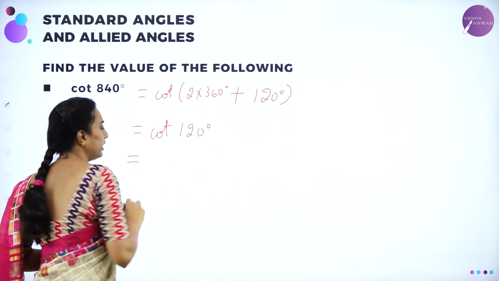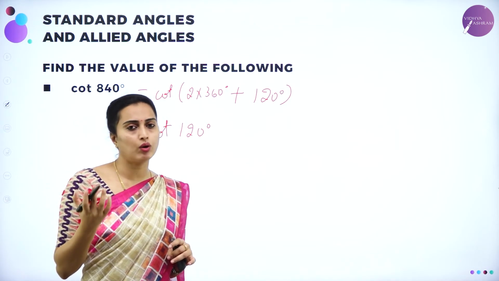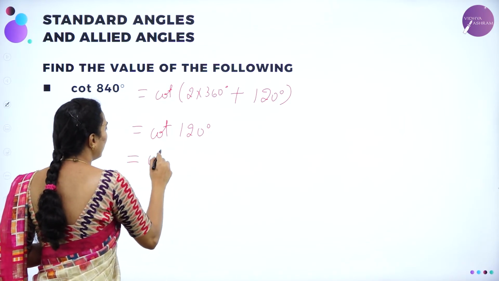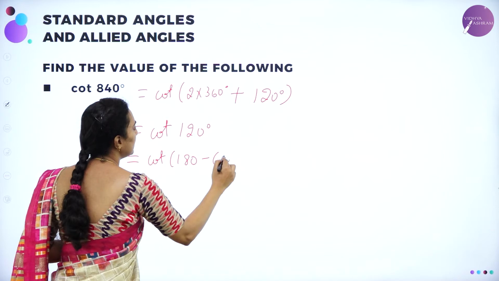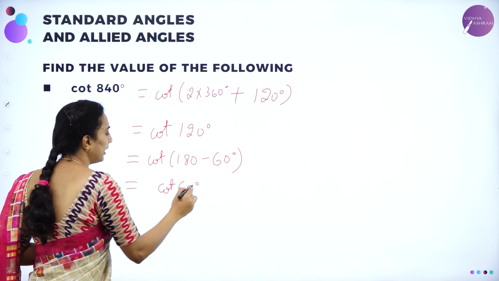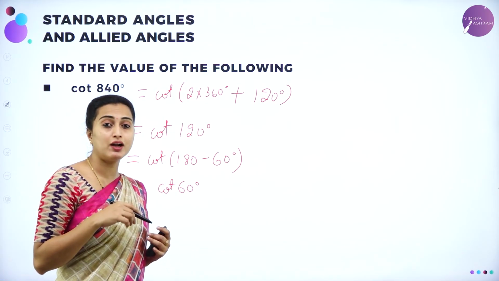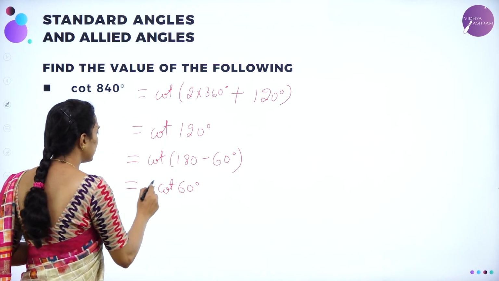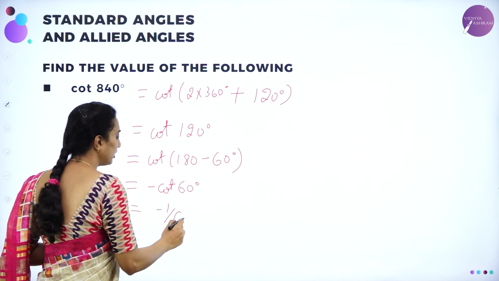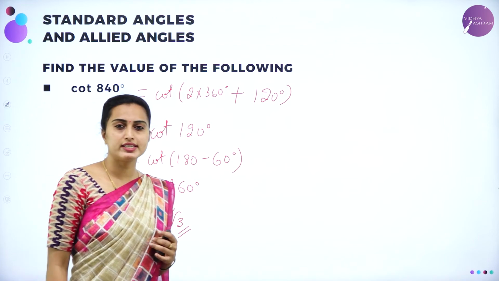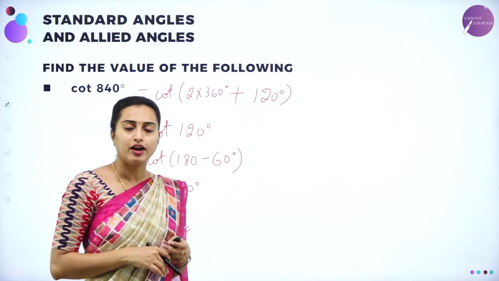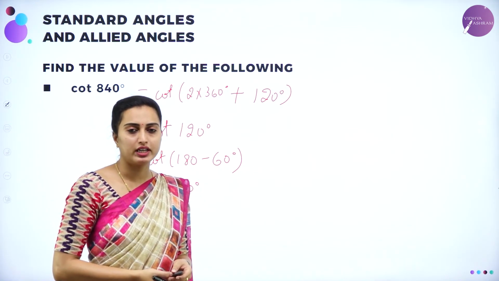Now, how you are going to write 120 degree? 120 degree is either 90 plus 30 or 180 minus 60. I am going to prefer here 180 minus 60 only. So, cot of 180 minus 60 degree. Cot will become cot only, and 180 minus 60 falls in the second quadrant, where cot is negative. So, what is cot 60 degree? Cot 60 degree always gives you the value 1 by root 3, because tan 60 degree is root 3 and cot 60 degree is the reciprocal of tan, which is 1 by root 3. That's it, dears. I hope you got this problem. We'll move on to the next problem.